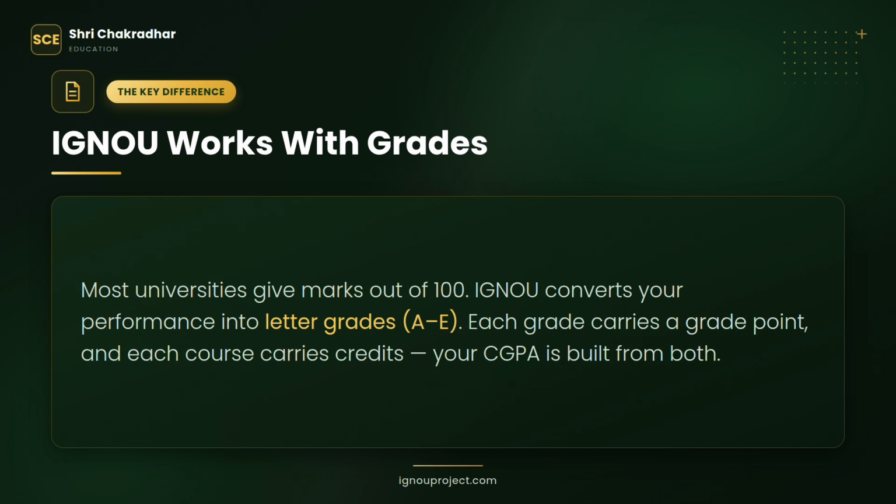Most universities give you marks out of 100. IGNOU does something different. IGNOU converts your performance into letter grades, from A down to E. Each letter grade carries a grade point and each course carries a certain number of credits. Your CGPA is built from these two things together.